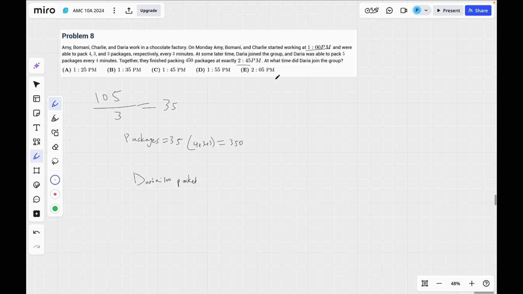We know that she can pack 5 packages every 4 minutes. And so to pack 100 packages, we need 100 divided by 5 times 4 equals 80 minutes. If we subtract 80 minutes from 2:45, we get 1:25, which means that Daria joined at 1:25 p.m., which means that A is the correct answer.